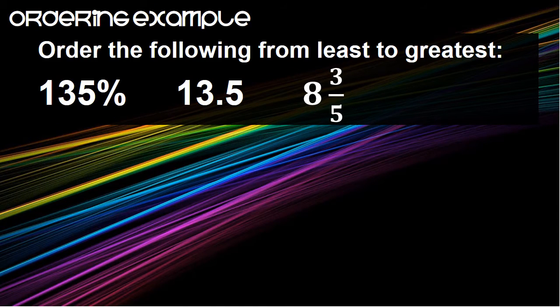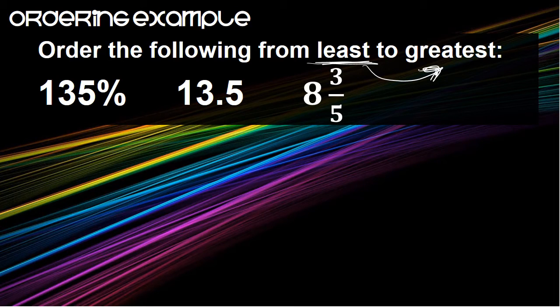So here we have our example. Here we're going to order the following from least to greatest. So we're going to underline least, and we're going to go to greatest. So we're looking for the smallest one first, going to the biggest one next. We're given 135%, 13 5/10, and 8 3/5. And so our first step is we want to create these into a common format.